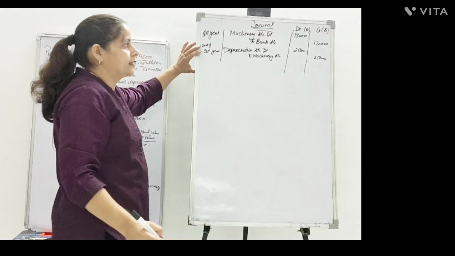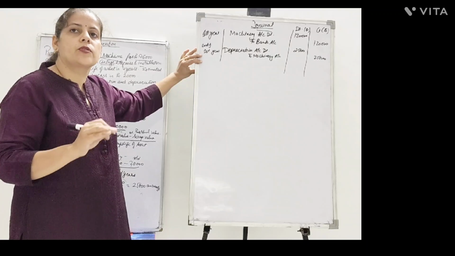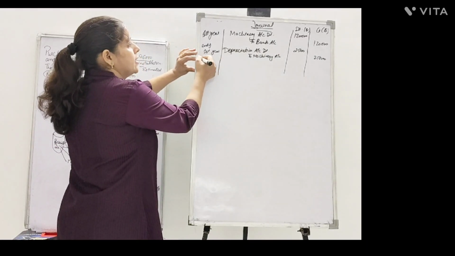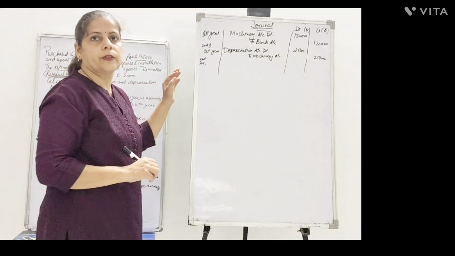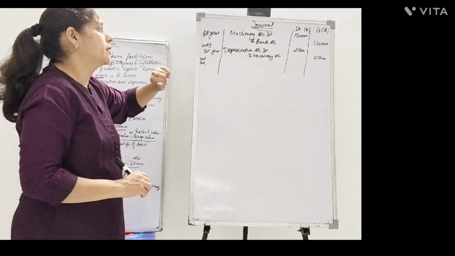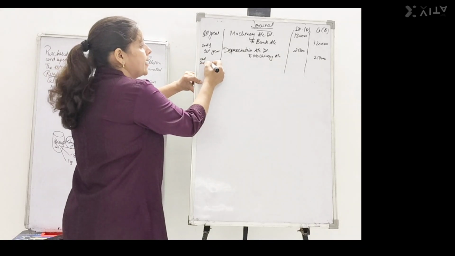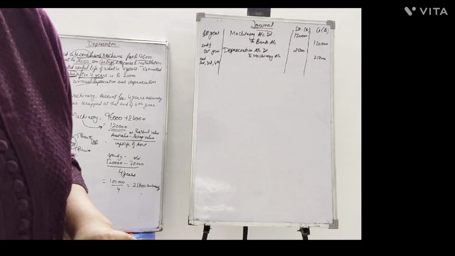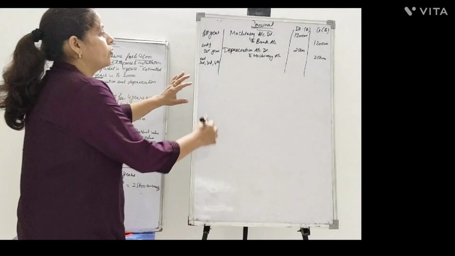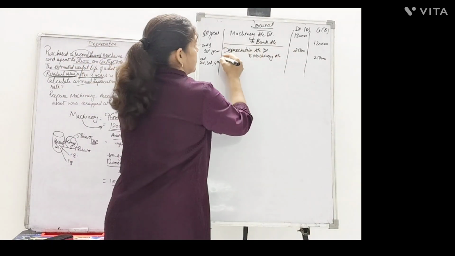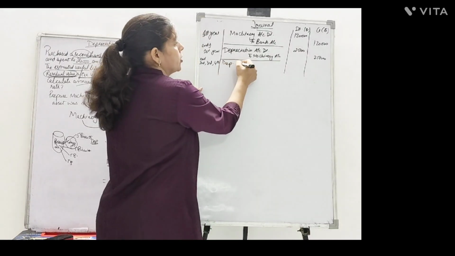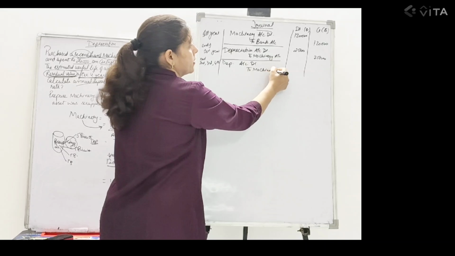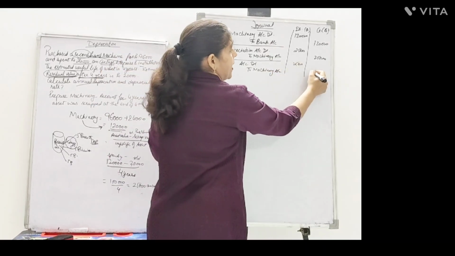At the end of first year, the asset got reduced by rupees 25,000. At the end of second year, the same journal would be passed because the machinery will be used and it would be reduced by 25,000. Then third year also, then fourth year also, we would be passing the same journal. What is the journal here? That is depreciation account debit to machinery account. Every time we are going to reduce it by 25,000.